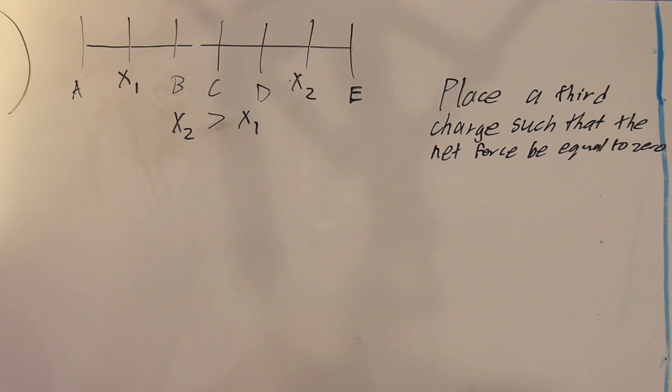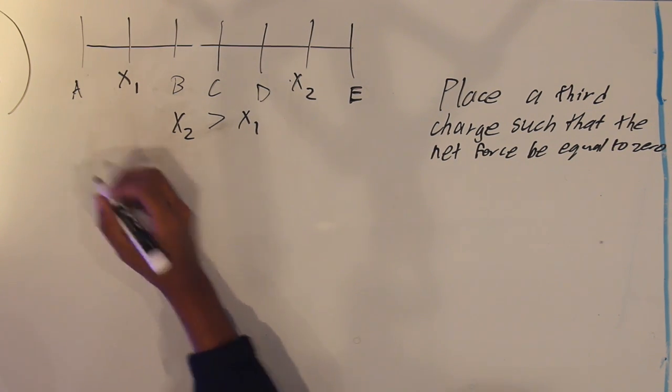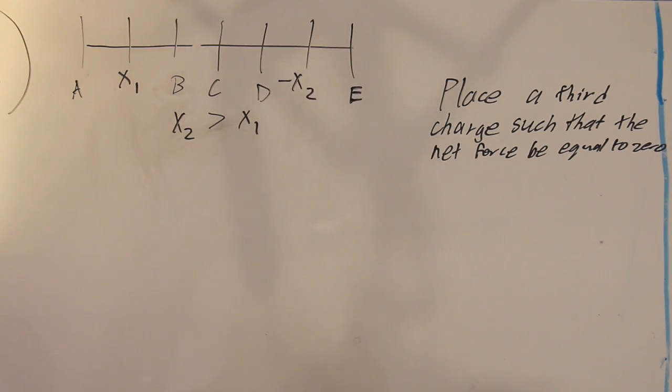Now moving on to part B. Now x1 is positive and x2 is negative. So for points B, C, and D, the force on the third charge due to x1 will point in the same direction as the force due to negative x2.